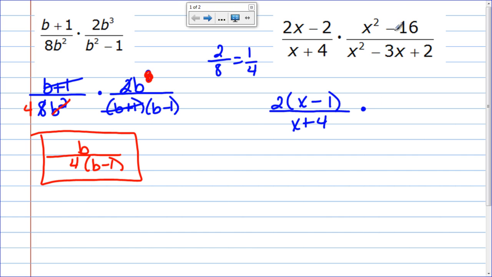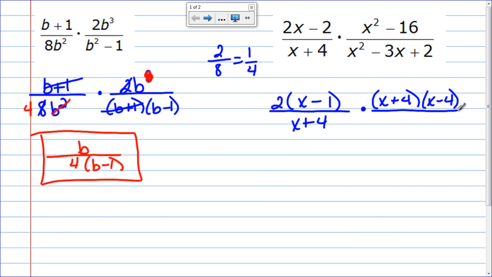Now x squared minus 16, just like b squared minus 1, is a difference of two perfect squares. So its factors become x plus 4 and x minus 4. And if you're stuck and confused on how I factored that difference of two squares, somewhere on my channel is a video called Factoring Special Products. A difference of two squares is a special product, and there will be an explanation in there.